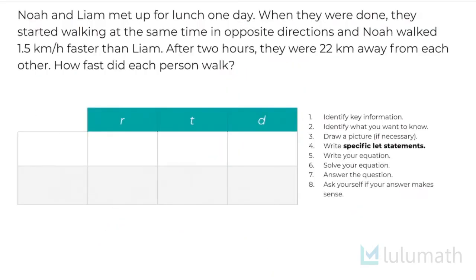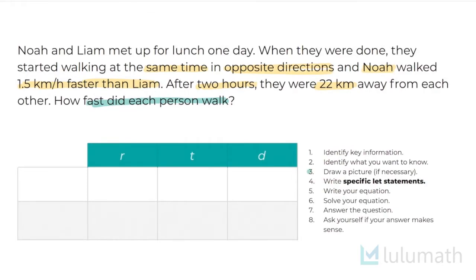All right, in our last example here, we're going to, again, identify our key information. So Noah and Liam met up for lunch one day. When they were done, they started walking at the same time in opposite directions, and Noah walked 1.5 kilometers per hour faster than Liam. After 2 hours, they were 22 kilometers away from each other. And we want to figure out what we want to know. So we want to know how fast each person walked.